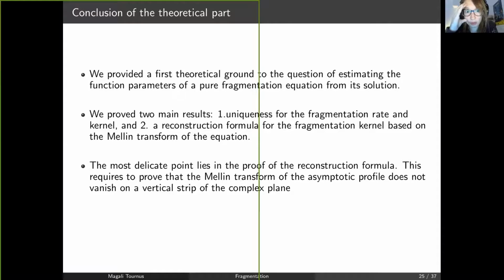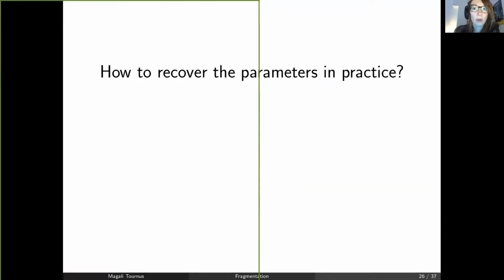And I wanted also to say that the way we extracted gamma from G, from the stationary profile, depends on how G behaves for large sizes. And this means that we need to access moments of high orders of G. And this is very difficult in general. So now, how do we recover the parameters in practice?